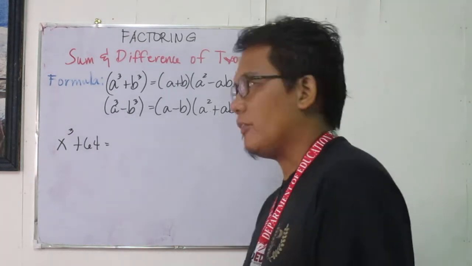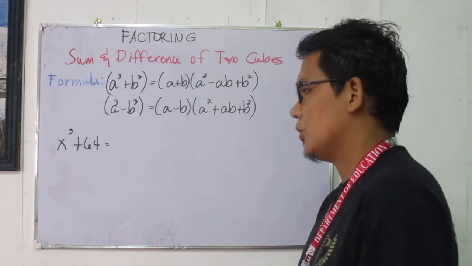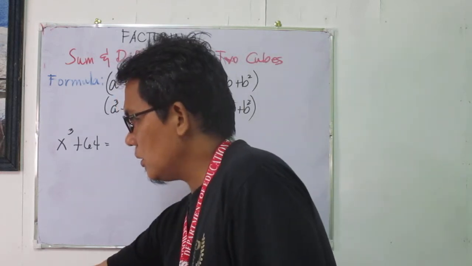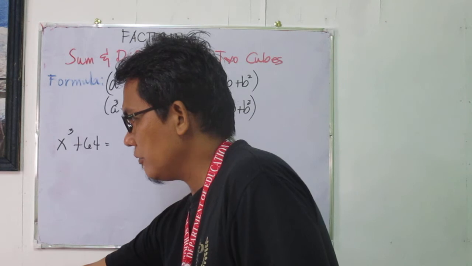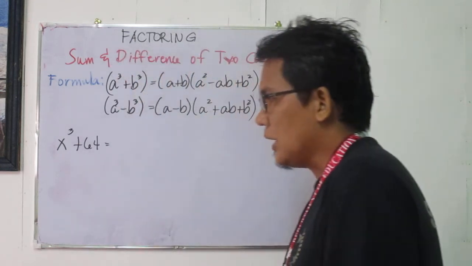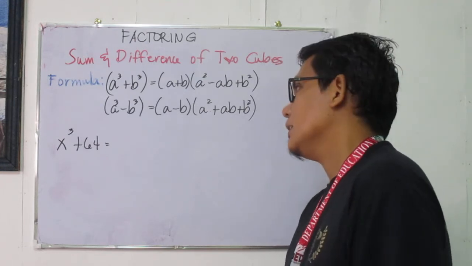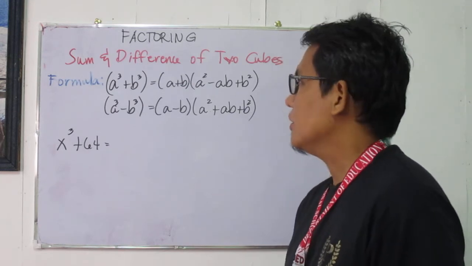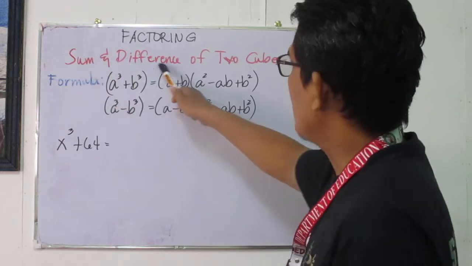Okay, our lesson for this video will be factoring sum and difference of two cubes. I would like to correct your module: what was written there is that you're going to factor x to the fourth plus 64. That is a clerical error. Let us try to correct that one. That's supposed to be x cubed plus 64. So we have here the formula to talk about sum and difference of two cubes.